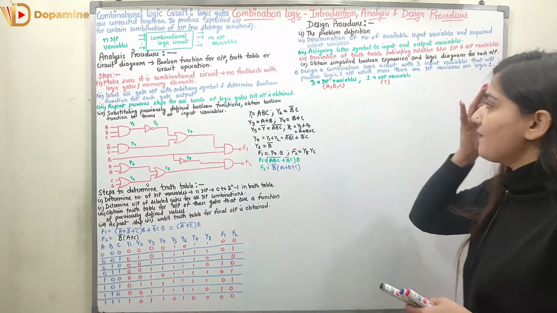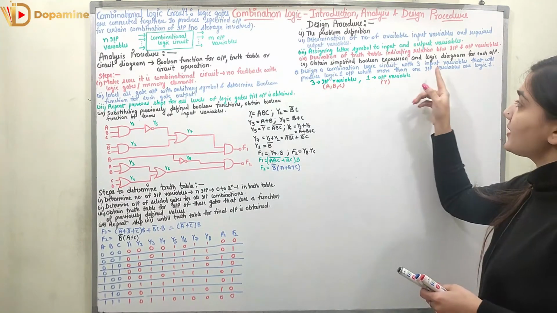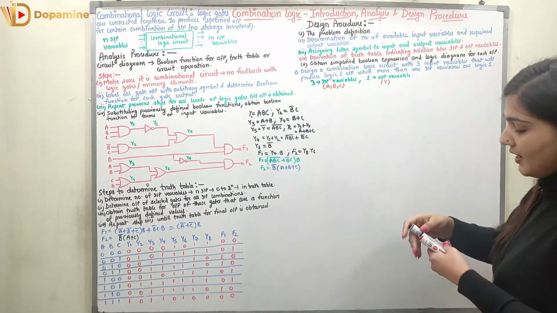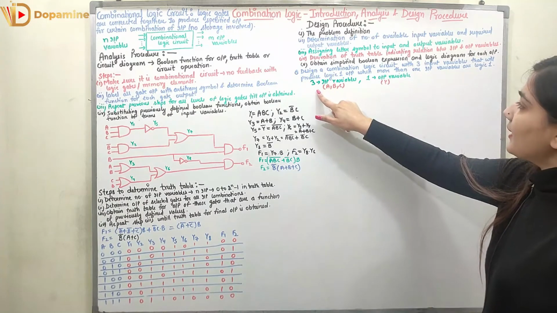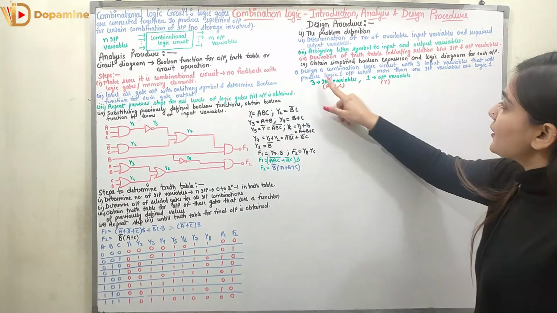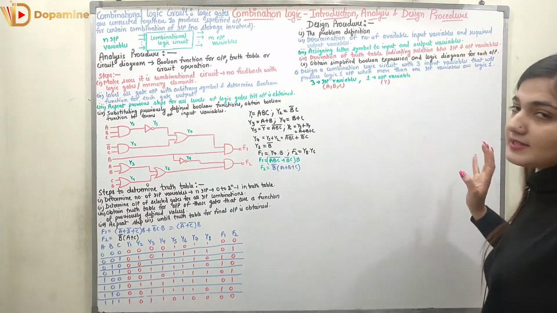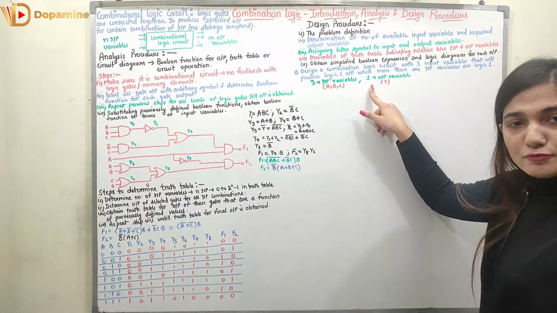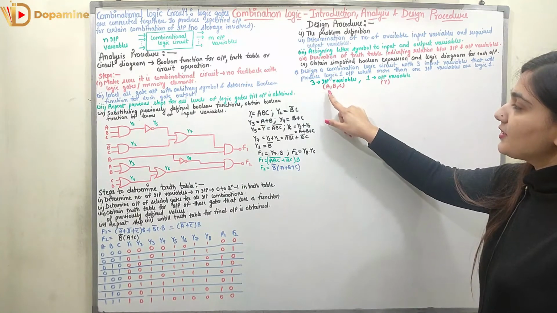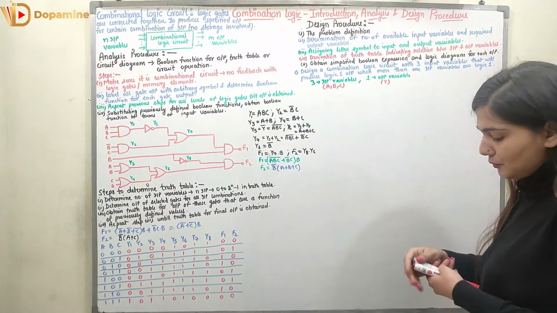So based upon this, we have a question: design a combinational logic circuit with 3 input variables. So here the input variables are 3. Right? So here it will produce logic 1 output when more than 1 input variables are logic 1. So only 1 output is present. I am denoting the 3 input variables as A, B, C and the output as Y.